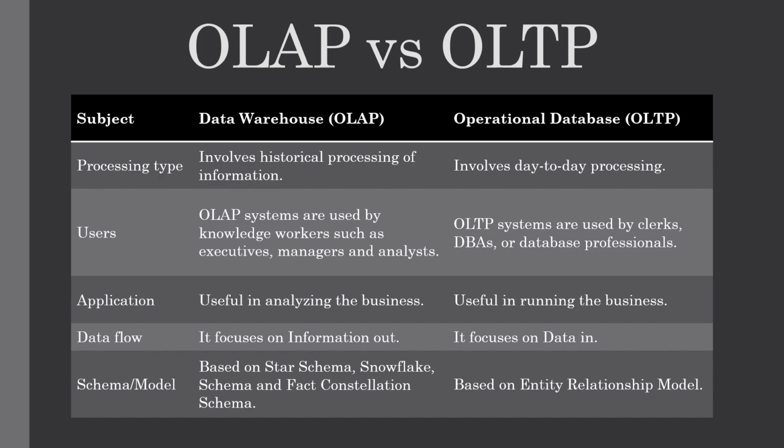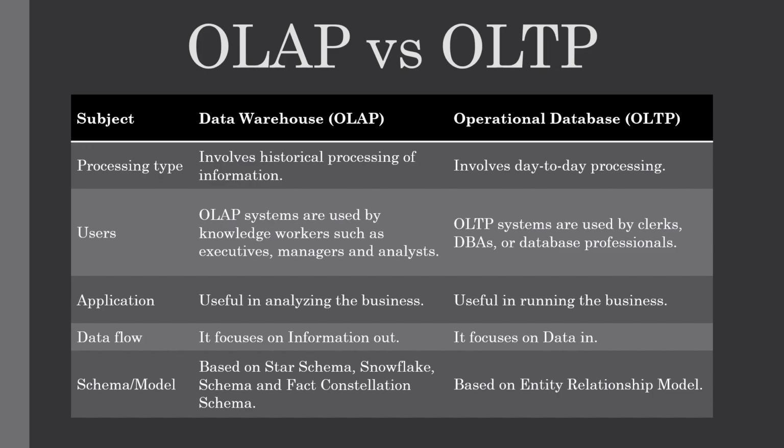Our next topic is data flow. The data warehouse focuses on information out, and on the other hand OLTP focuses on data in. As you already know, the data warehouse consumes the data which is present in the database to apply the transformation, and you consume the data for analysis purposes. So it clearly focuses on information out. On the other hand, OLTP involves only inserting, updating and deleting small amounts of records in the database. It solely focuses on data in.